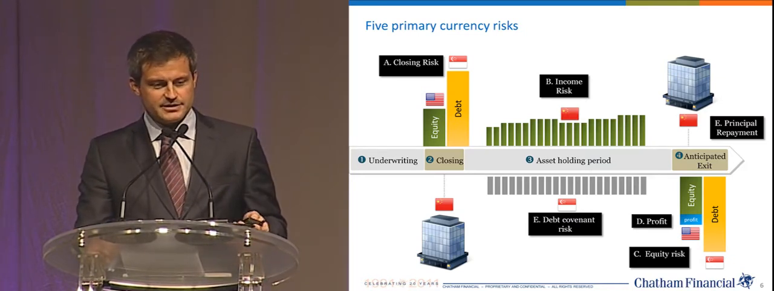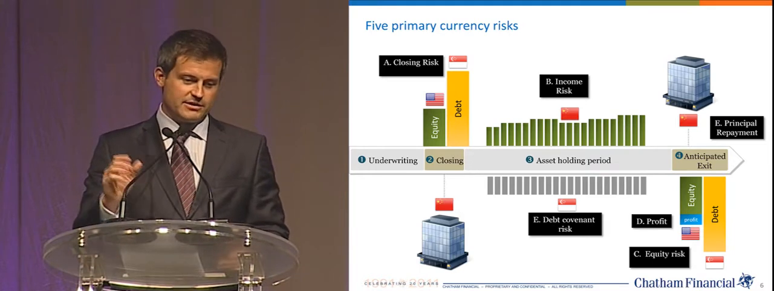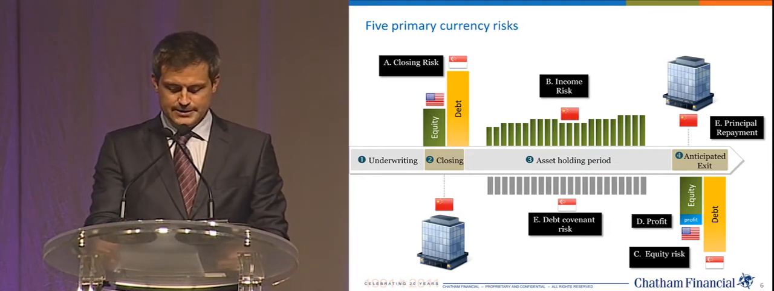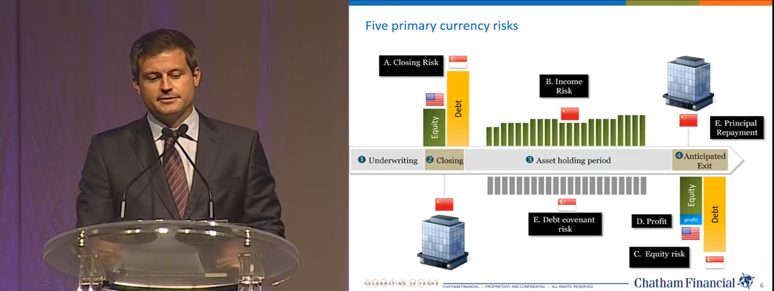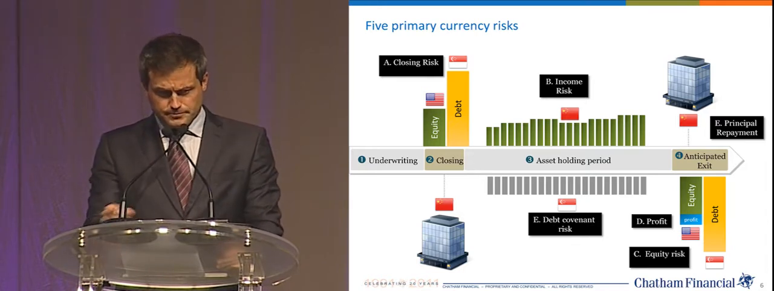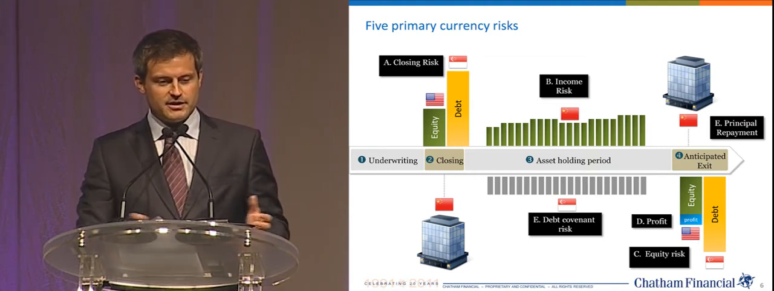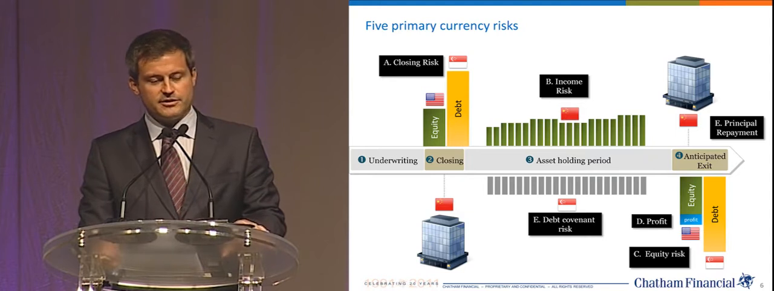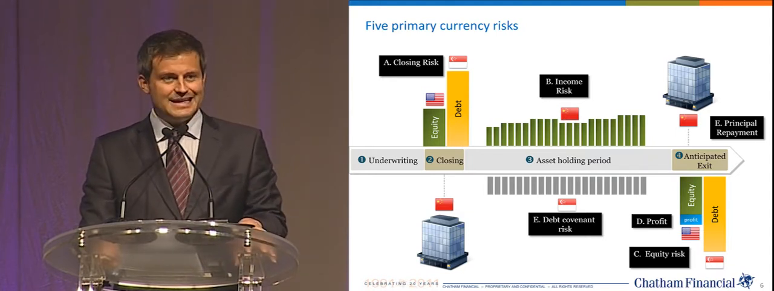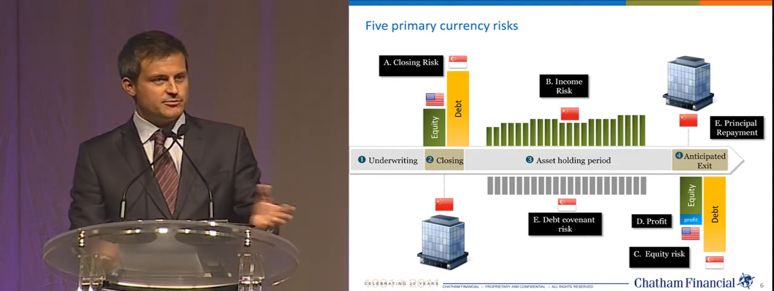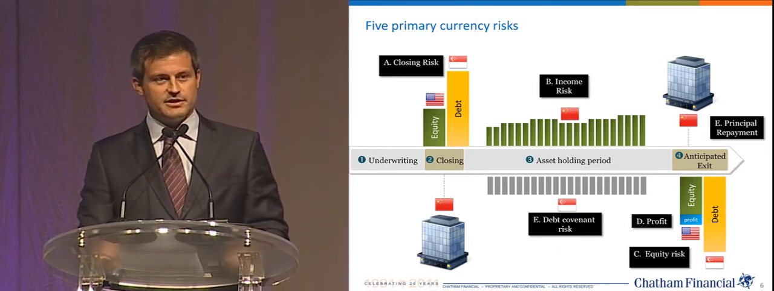So looking at some of the risks specifically, we could break it out into categories. The first is a closing risk. Again, in this particular case, and this is an example that I think is more common, generally there's a small onshore debt instrument in China to put a mortgage on, and then a large portion is funded offshore.